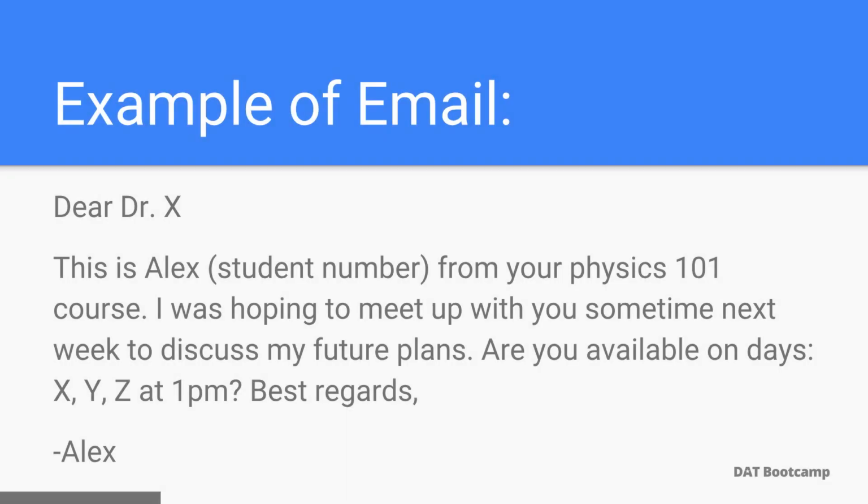So there's generally 2 ways that you can go about this. You can either send them an email, which is what I like to do, or you can go in person and ask them. And so when you send them an email, you can say something along the lines of, "Dear Dr. X, this is Alex from your Physics 101 course. I was hoping to meet up with you sometime next week to discuss my future plans. Are you available on, say, Monday, Tuesday, or Wednesday at 1 p.m.? Best regards, Alex."